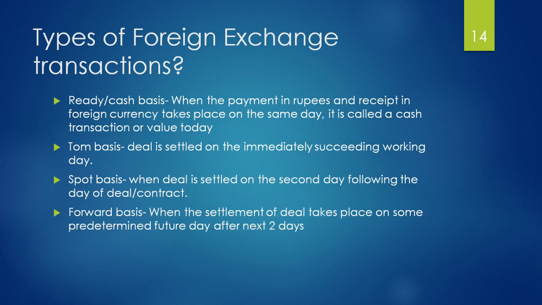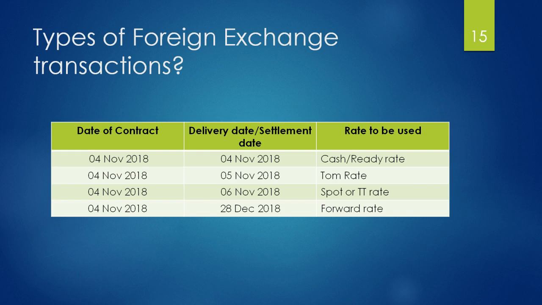At last we have forward transaction. In a forward transaction, the settlement of deal takes place on some predetermined future day after next 2 days. A forward contract for delivery 2 months means the exchange of currencies shall be completed after 2 months from date of contract. If you are feeling confused with all these terms, then let's see a practical example, and this will make things more clear. In this example, you can see 3 columns.